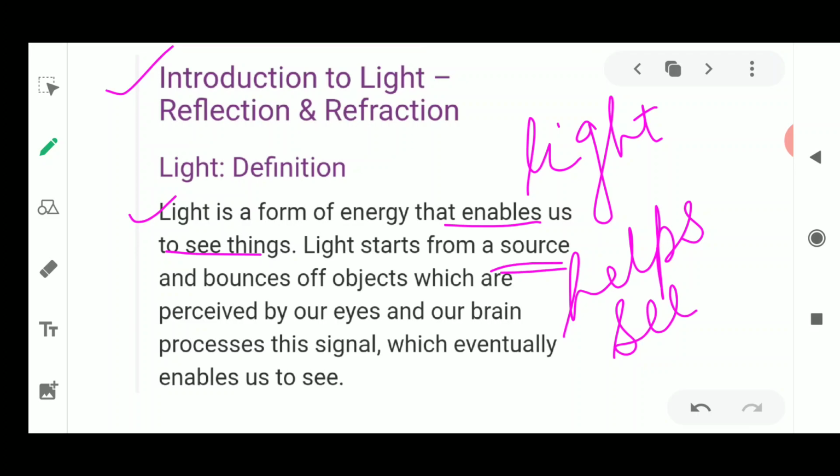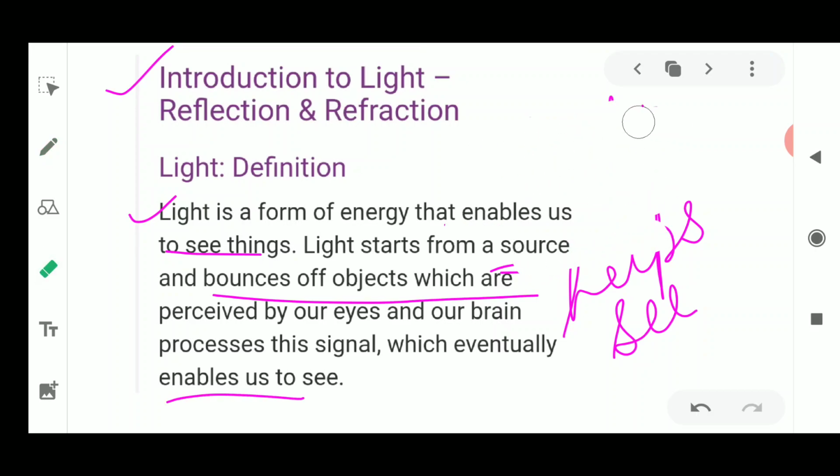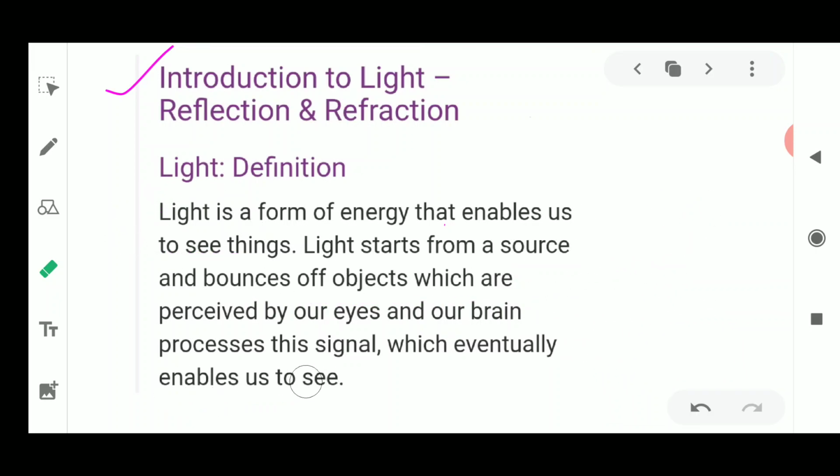This is possible because light starts from a source, and it bounces off the object, which is perceived by our eyes, and our brain processes the signal, which eventually enables us to see. So this is the main concept: the table and chair do not give light, but you are still able to see these objects which are not shining and do not have their own source of light. This happens because the light falls on the surface of the object, and once it falls it gets bounced off.